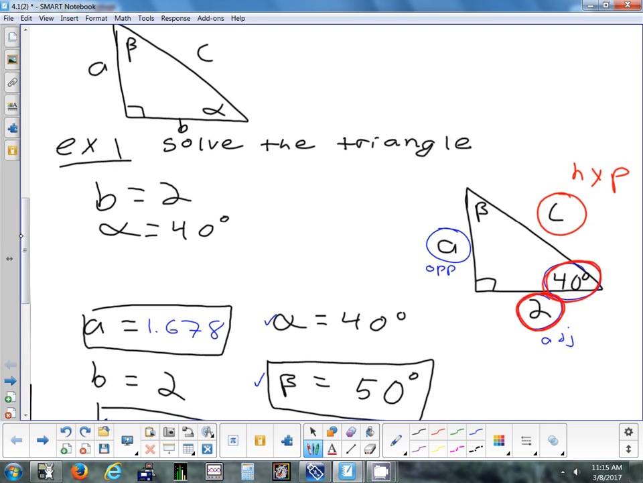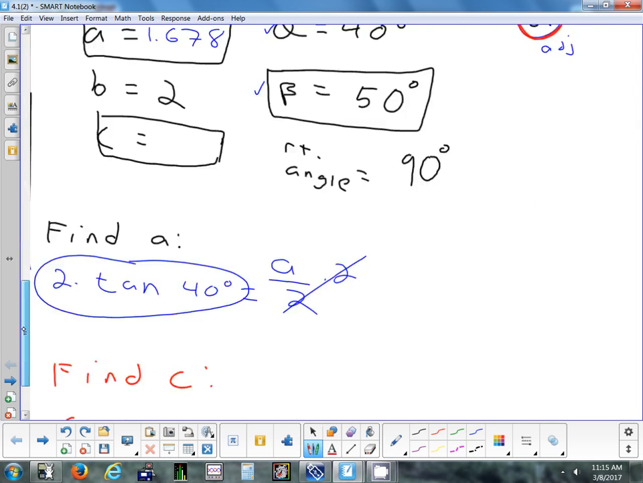So what is, can somebody help him out? Gabe, do you remember what cosine is? It would be 2 over C. Adjacent over hypotenuse. 2 divided by C.